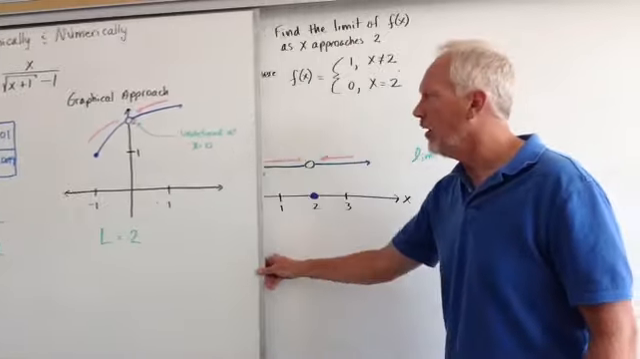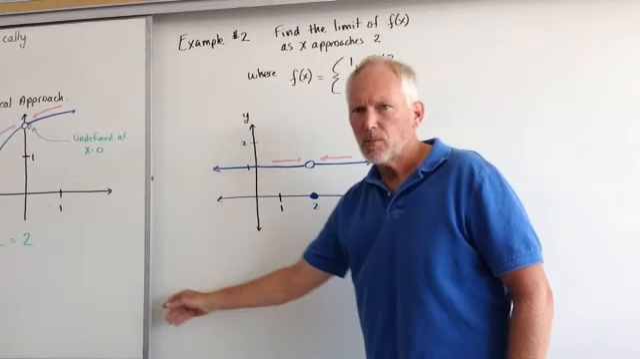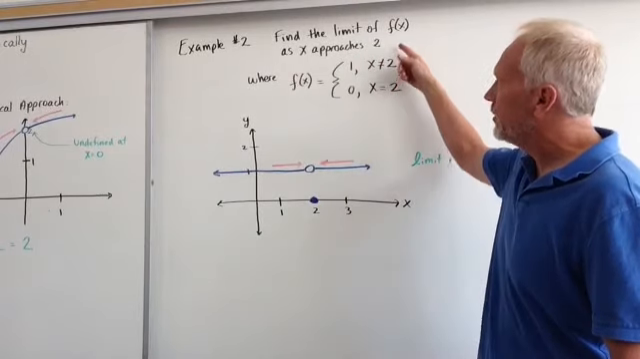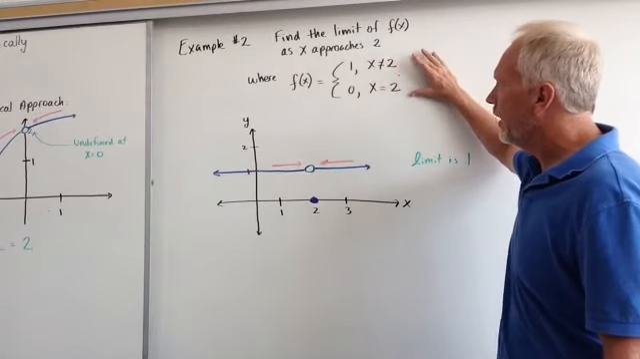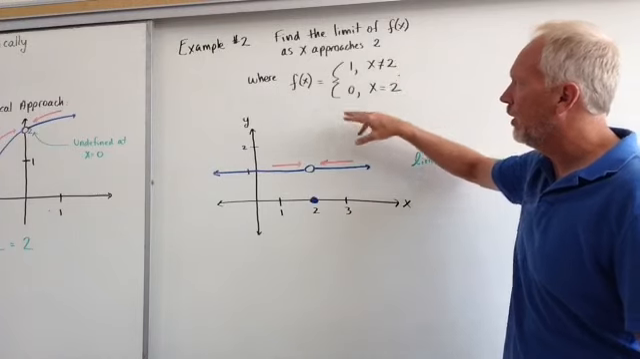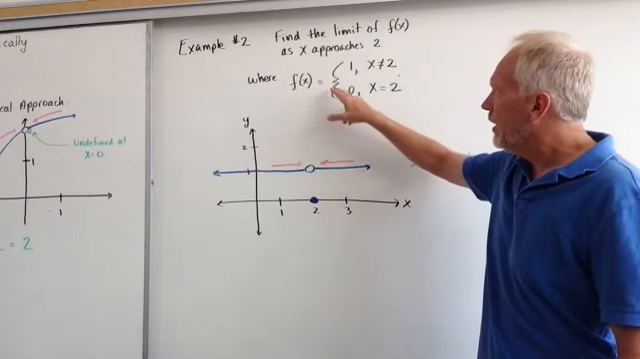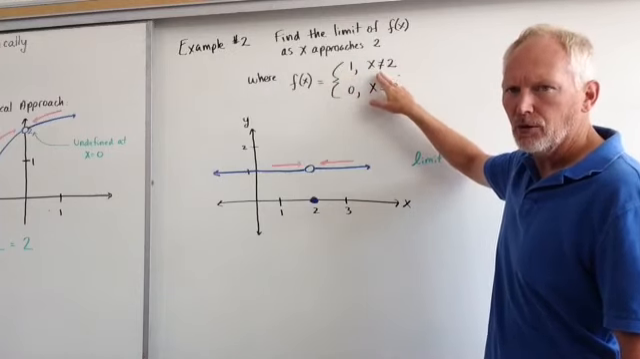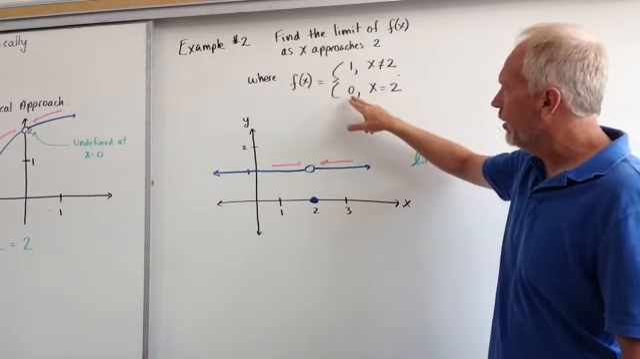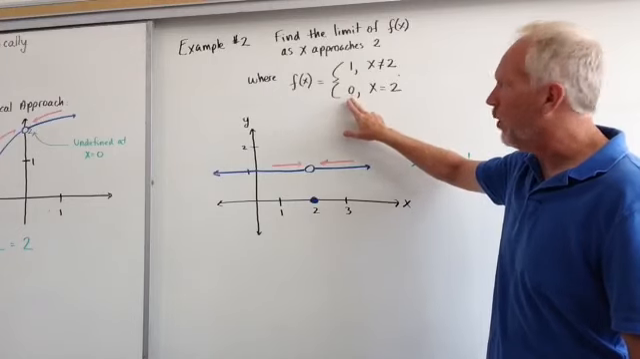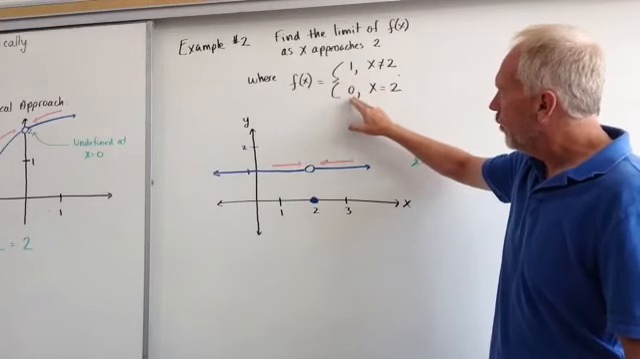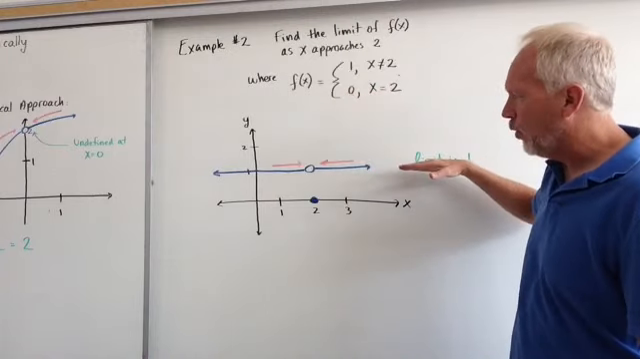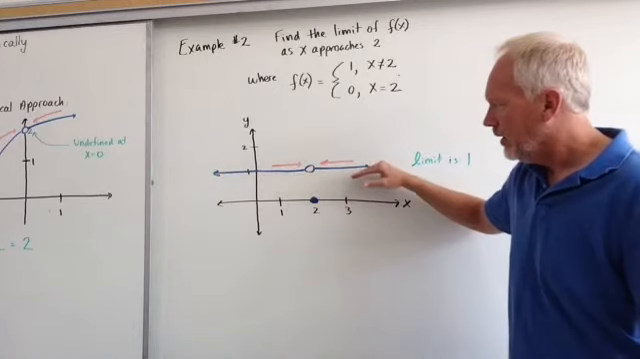All right, let's look at another example where we're asked to find the limit of f of x as x approaches 2. Now we've got some kind of piecewise function going here where the y value is going to be 1 if x cannot equal 2, right? However, what's happening at x equals 2? Well, the y value is going to be 0. And we just get a horizontal line here.